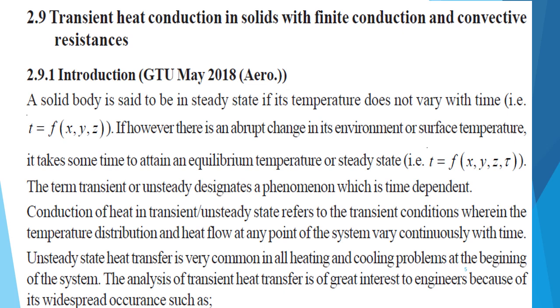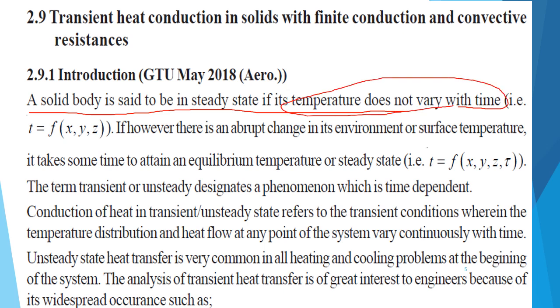At present we have to discuss first what is called steady state, and then what is called unsteady state heat transfer. A solid body is said to be in steady state if its temperature does not vary with variation in time. That is, temperature is a function of the coordinate system. For the Cartesian coordinate system it is a function of x, y, z. So in case of steady state heat transfer, the temperature does not vary with variation in the time.